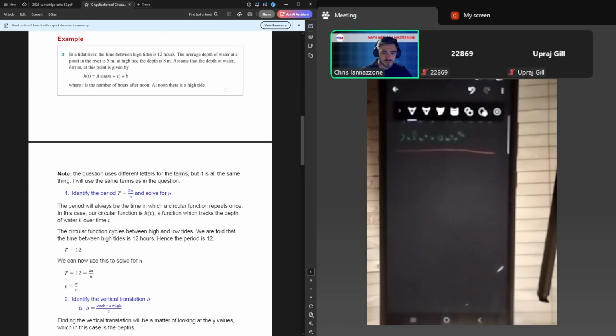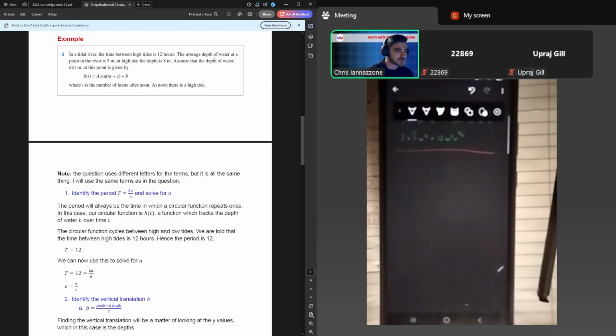This one I pulled from the Cambridge textbook. As I said, we have a tidal wave sort of situation going on. Time between high tides is 12 hours. Average depth of water, high tide. h of t is telling you the depth for any given value of time. It says specifically, assume that the depth of water, h of t in meters, at this point is given by that equation. So if h is on the outside and t is in the brackets, that means h is going on your y-axis and t is going on your x-axis.